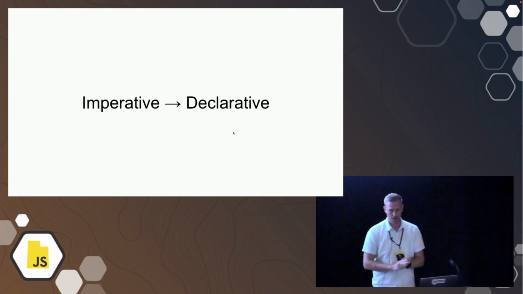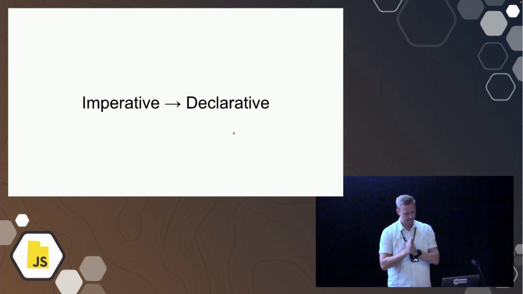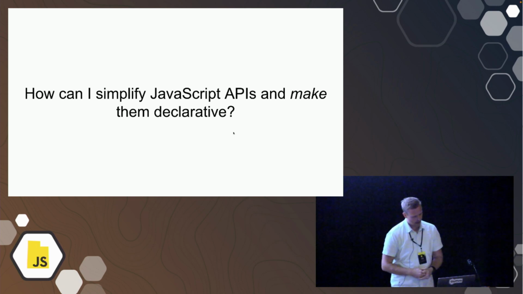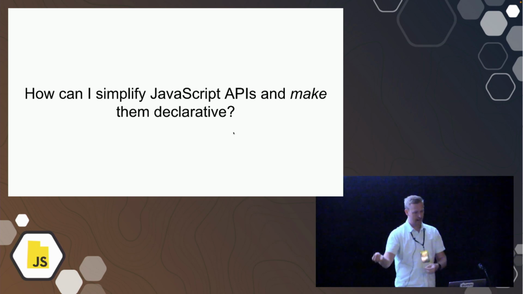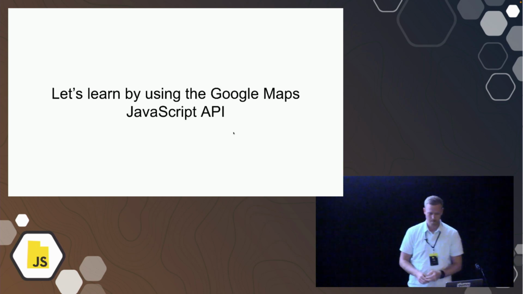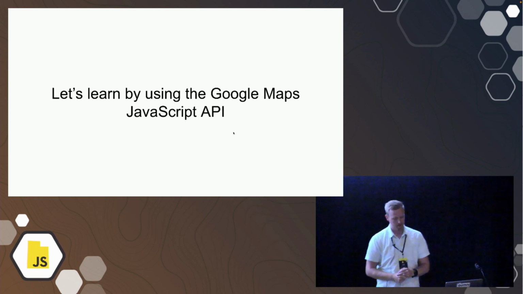All right, so now we know what it means to have something be imperative or declarative. Let's get back to our original premise. How do you go from imperative code to something more declarative? Specifically, how can I simplify JavaScript APIs and make them declarative? Let's learn that by looking at the Google Maps JavaScript API.